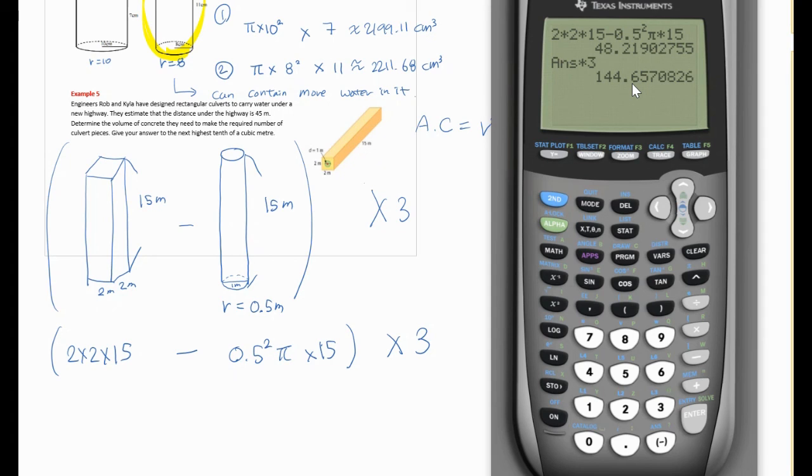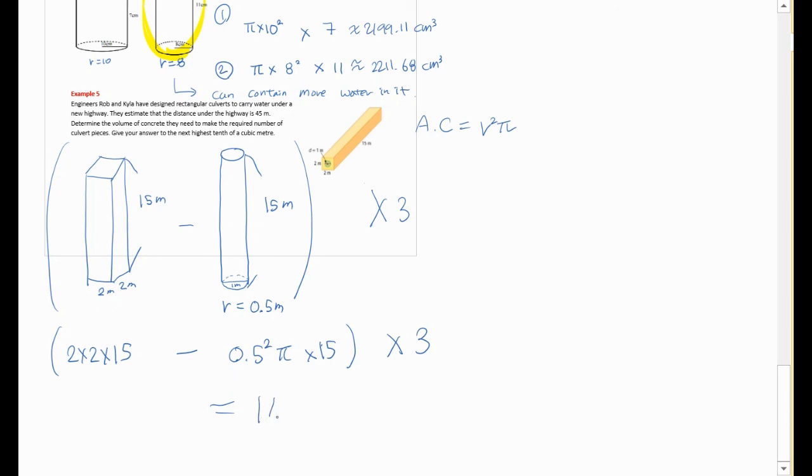The next highest tenth of a cubic meter, so the hundredths digit is a 5. So we're going to round it up. So it's 144.7. That is 144.7 cubic meters.